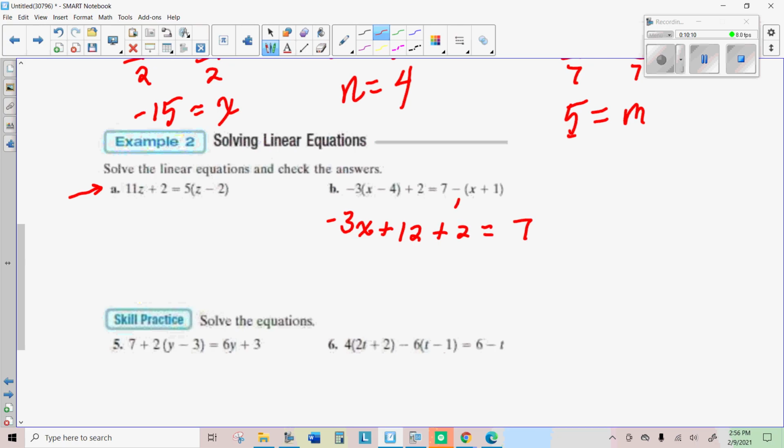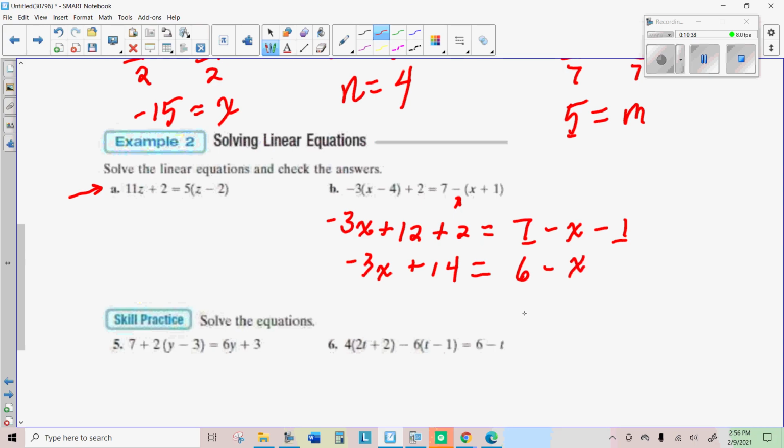We have to distribute this negative. Remember, there's an invisible negative 1 in there. So that's going to be negative 1x. And then negative 1 times 1 is negative 1. Notice I still have 3 terms on both sides, so that means I can simplify more. 12 plus 2 is 14. 7 minus 1 is 6.